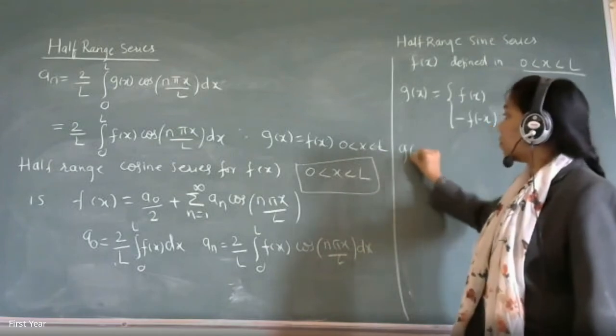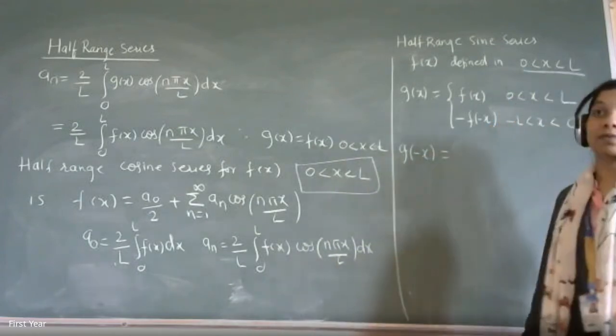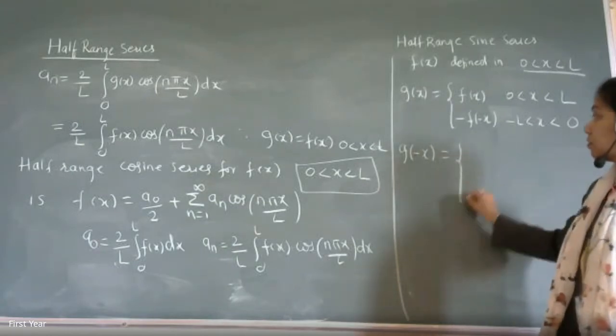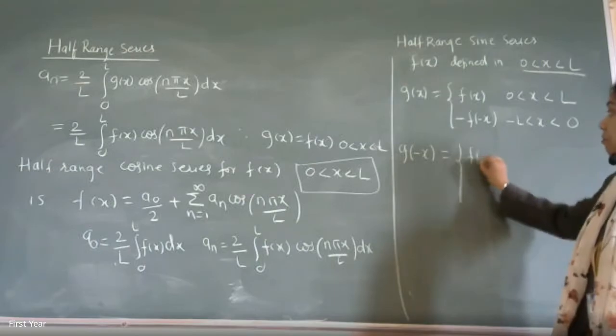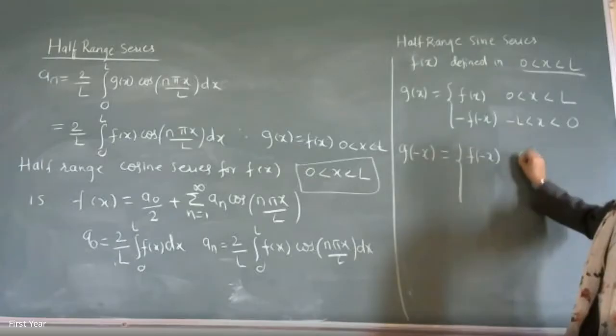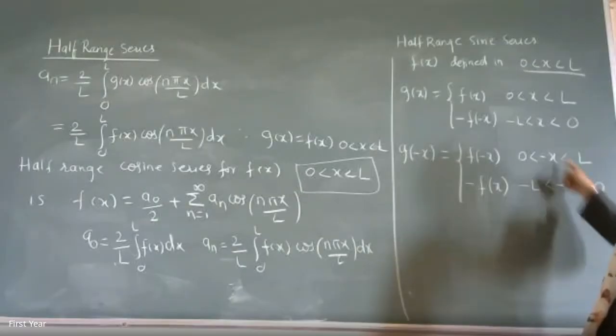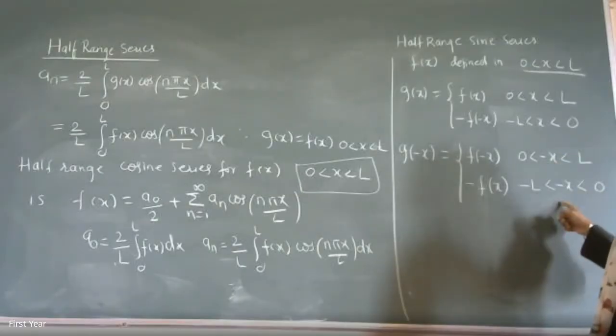So let us see what is g of minus x. What is g of minus x? So what it will be? Tell me. f of minus x. Very good. For 0 to minus x to l, correct. And minus of f of x, very good. Plus minus x, f of plus x, minus, and minus l to minus x to 0. Okay. Correct. Now, but again, I want the limits of x. So what I have to multiply by minus l.